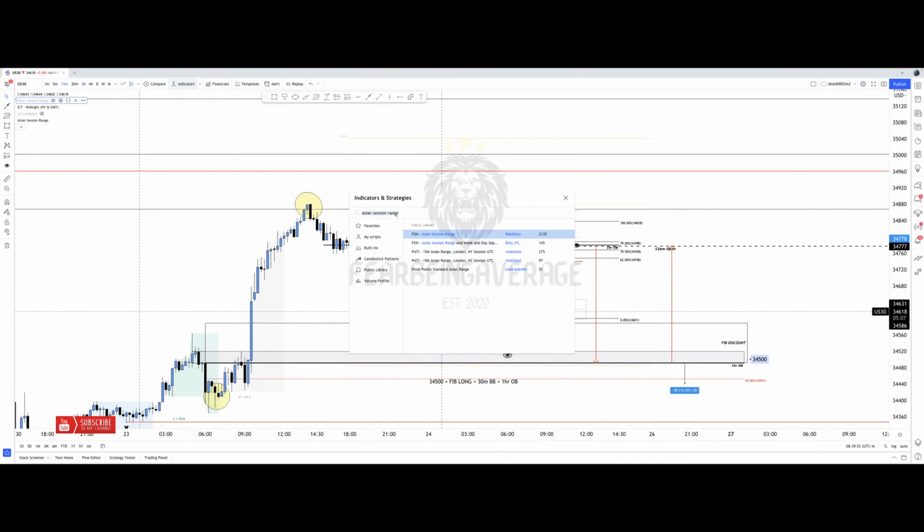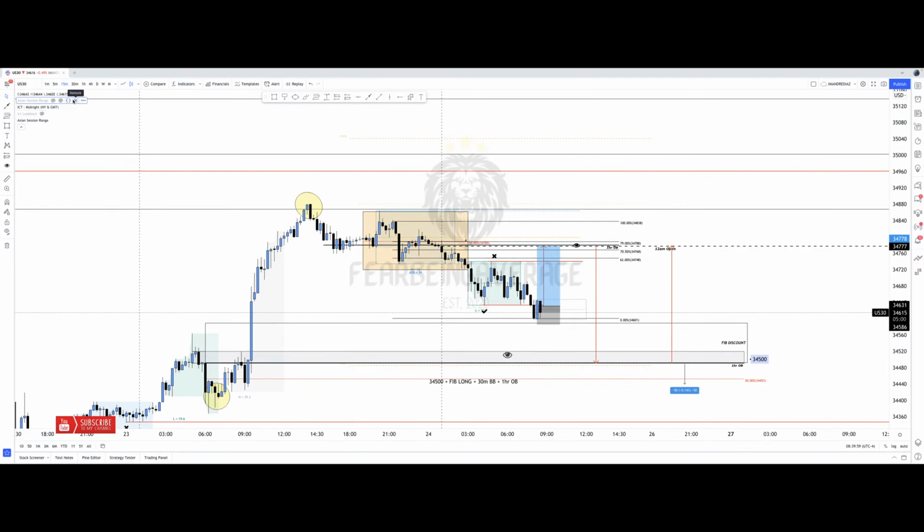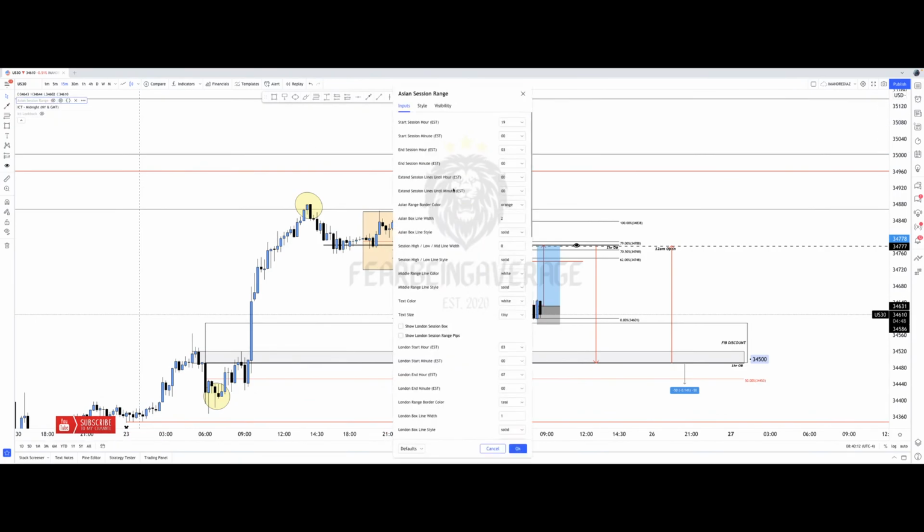So if you look up Asian session range M5, it's the first one by Rob Minty. Then once you get that, delete that. These are my settings for the Asian range. I have everything turned off except for my Asian range indicators, which are right here.